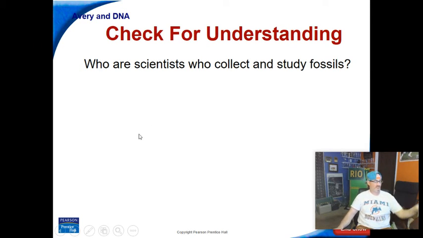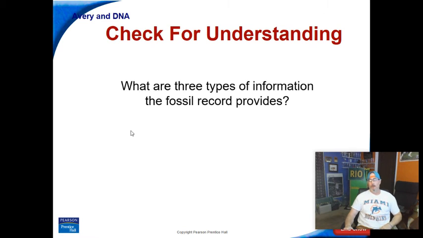What do we call scientists that study fossils? Take a look back at number 1. Yeah, those are paleontologists. What are the 3 types of information that the fossil record provides us? Take a look back at number 2. So it gives us information about the structure, the body styles of these organisms, what ate the organisms, what these organisms ate. It even tells us a little about the environment in which they lived.